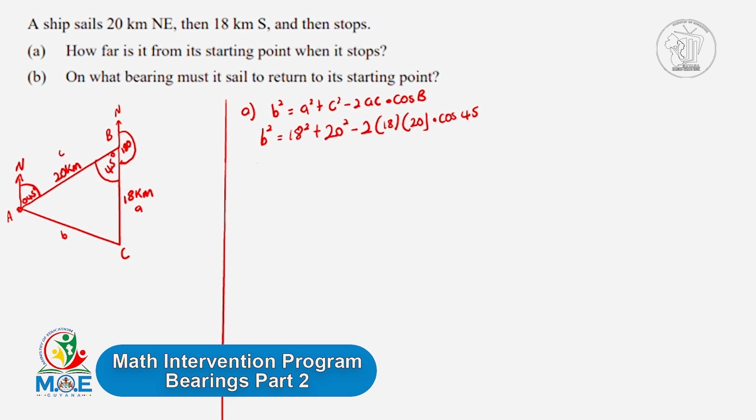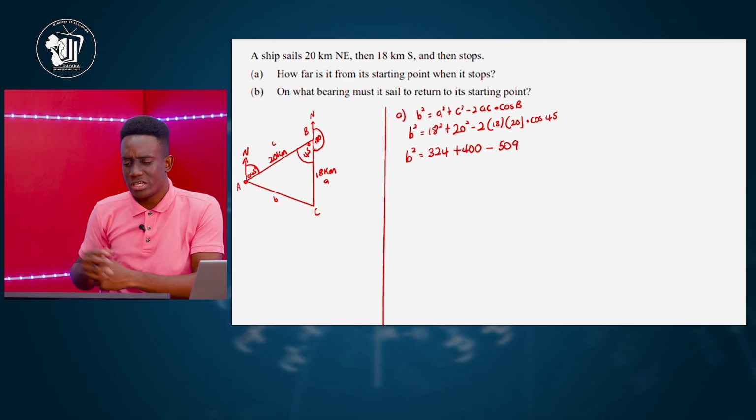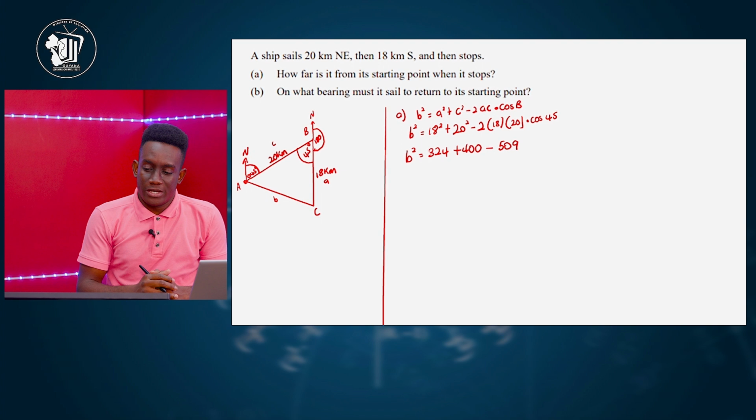So we can work this out. B squared will be 18 squared, which is 324, plus 20 squared, which is 400, subtract 2 multiplied by 18 multiplied by 20 multiplied by cos 45, which will give us 509.11. You can round it off to the nearest whole number, so we can say 509.